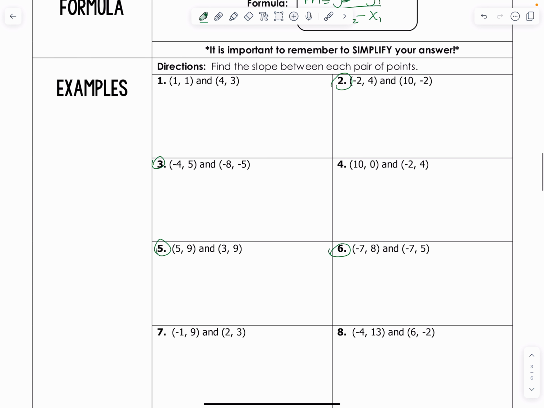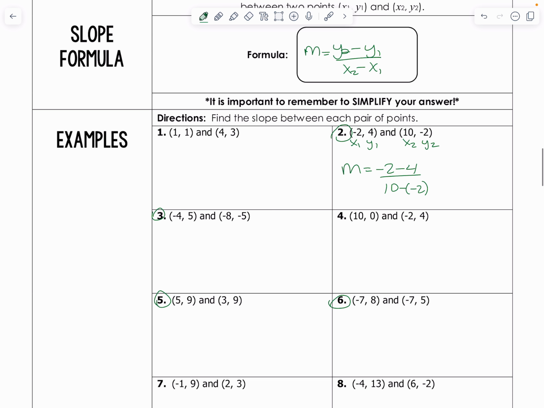When I do slope now, I labeled x1, y1, x2, y2. So my slope was negative 2 minus 4 over 10 minus a negative 2. I used my slope formula, y2 minus y1 over x2 minus x1. So I get a negative 6 over here. My two negatives make a positive, so that gives me a positive 12, which reduces to negative 1/2.